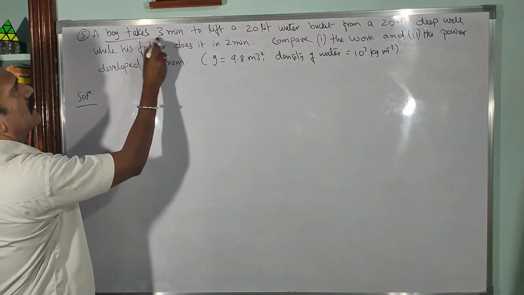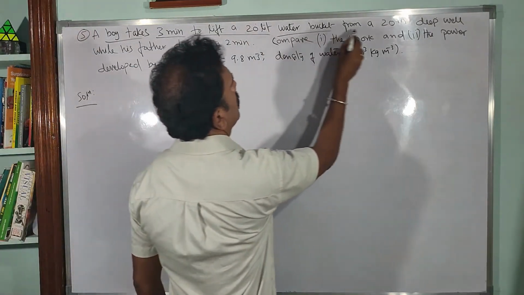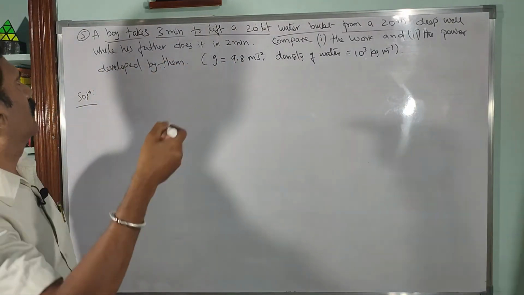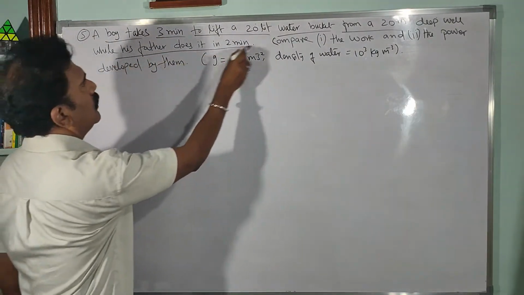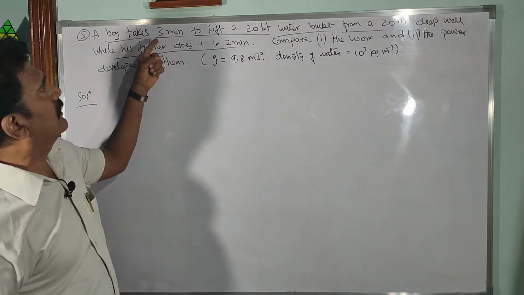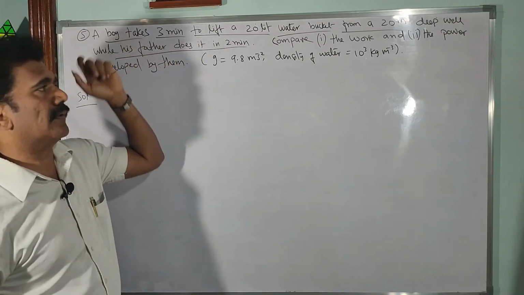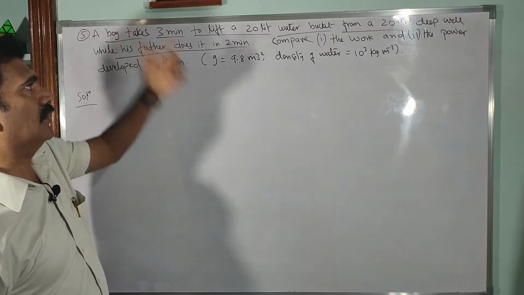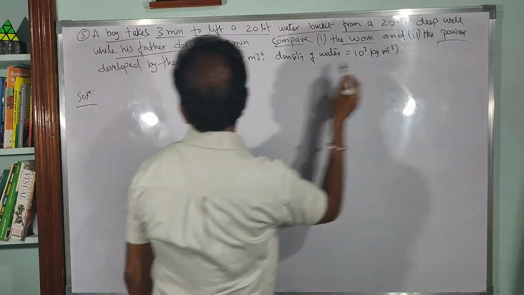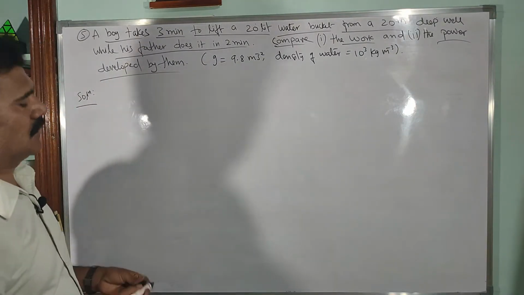A boy takes 3 minutes to lift a 20-liter water bucket from a 20-meter deep well, while his father does it in 2 minutes. That means the boy takes 3 minutes, and to do the same work the father takes only 2 minutes. So then you have to compare the work done and the power developed by them. So those ratios you have to calculate.